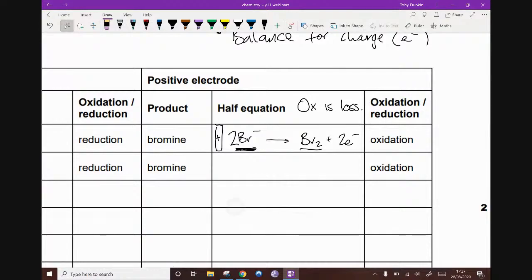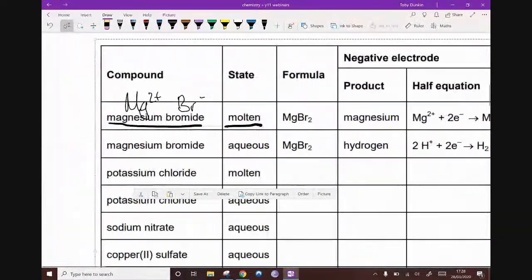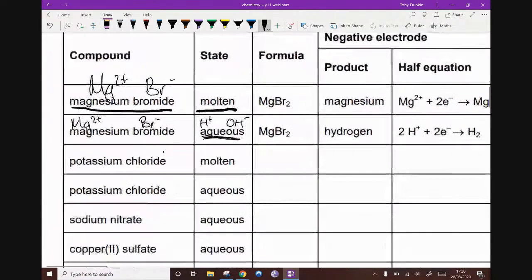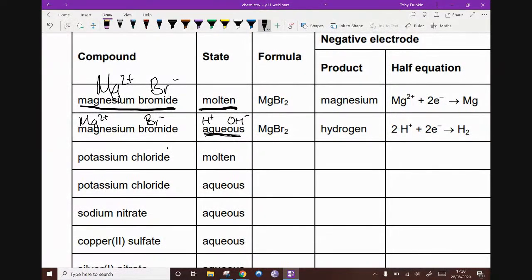Right, the next one. Okay. So this one, we've got the same substance, but this time it's in aqueous. We've got Mg2+, Br1-, but now it's in aqueous, which now means I also have H+ and OH-. Now, here's the thing. People often say, how do I know which one goes to which electrode? Which of these 2 goes to the negative? Which of these 2 goes to the positive?